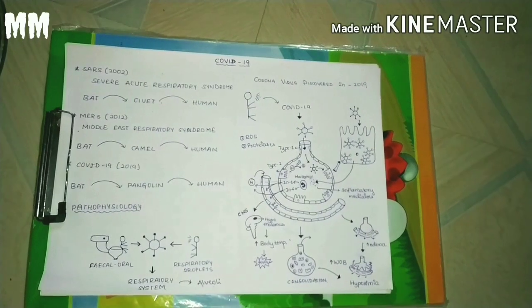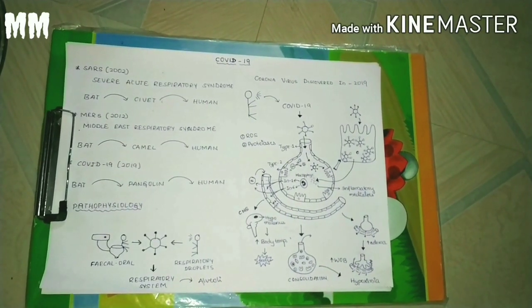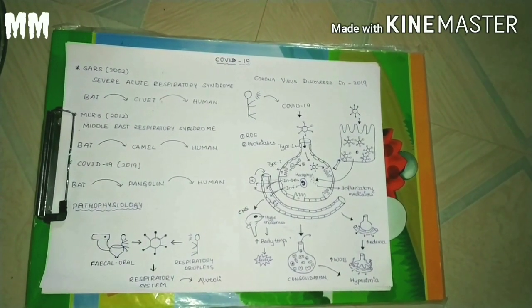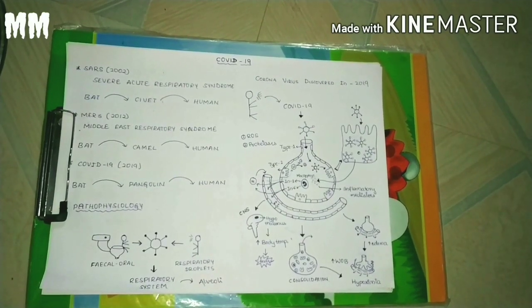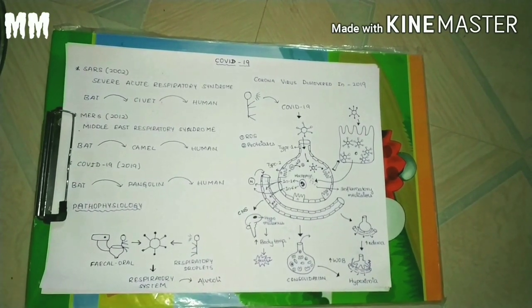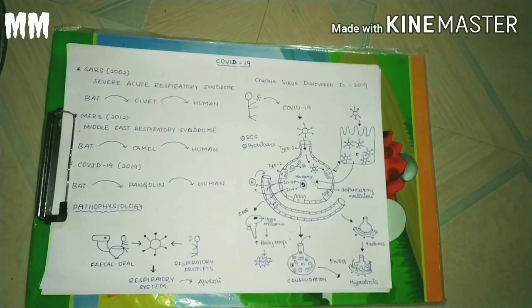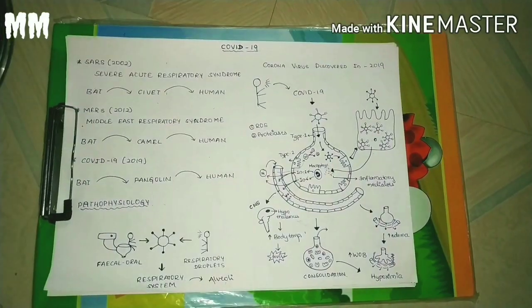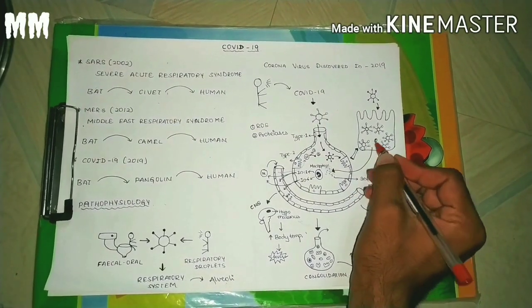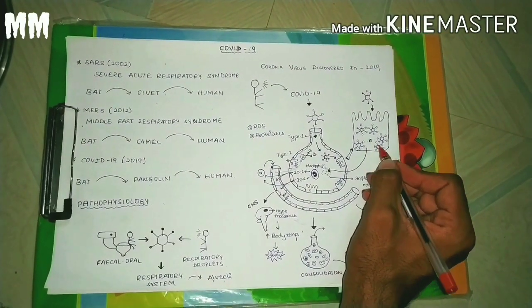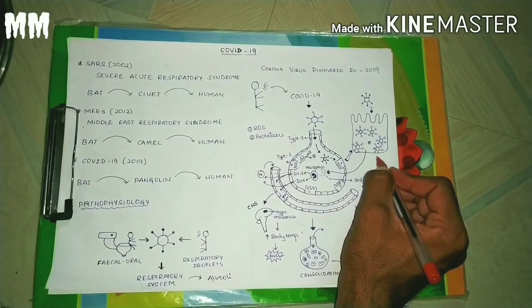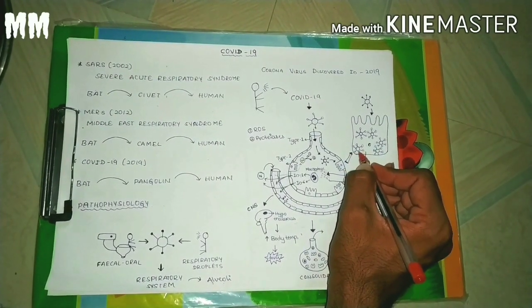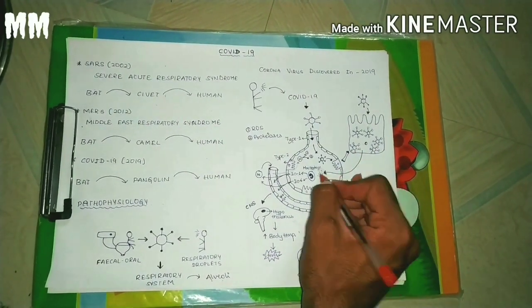As you remember, in the alveoli we have two types of cells: type 1 pneumocytes and type 2 pneumocytes. Type 1 pneumocytes are for gas exchange, whereas type 2 pneumocytes decrease the surface tension, thereby reducing alveolar collapse. In these type 2 pneumocytes, the viruses multiply, and after that they destroy the type 2 pneumocytes and release inflammatory mediators.